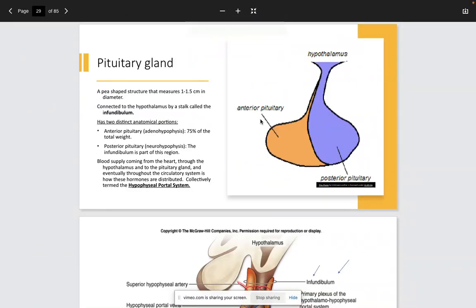Welcome back, guys. This is going to be the part two to our preview of the lecture. We'll cover roughly around 30 slides again. I believe we left off discussing the pituitary gland.